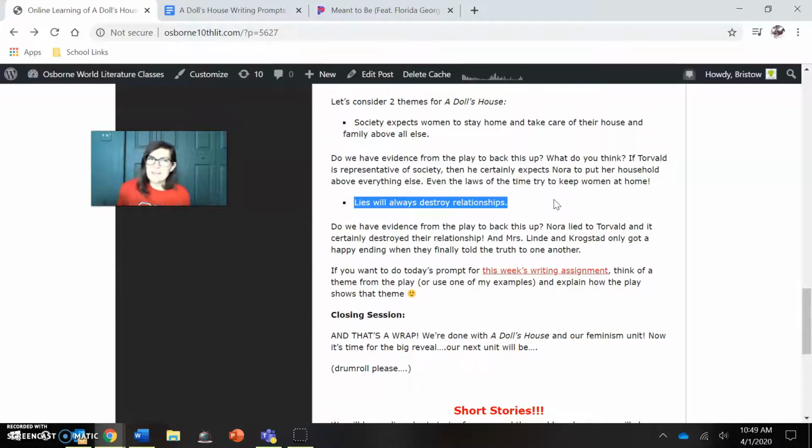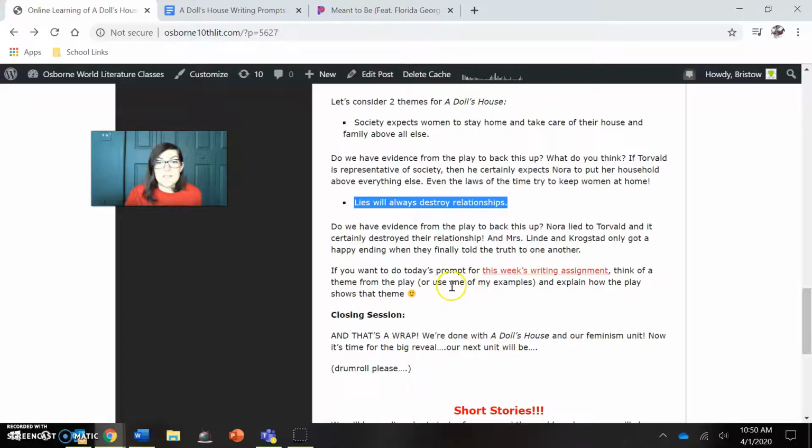But 8 years after the original lie, it tore their relationship apart. And ultimately, Nora and Torvald's marriage broke up and Nora left. So, you could certainly say that a theme of the story is that a lie will always destroy a relationship, even if it takes quite a long time. I think we definitely have evidence from the play to back that up.